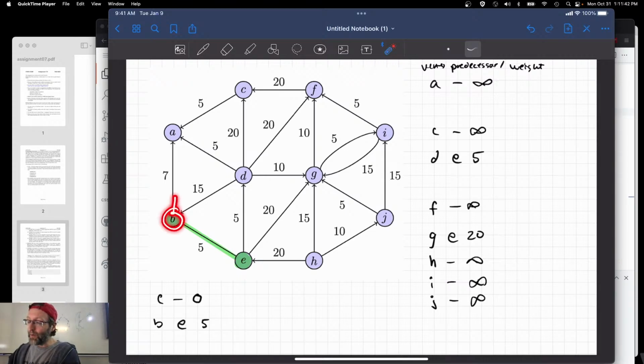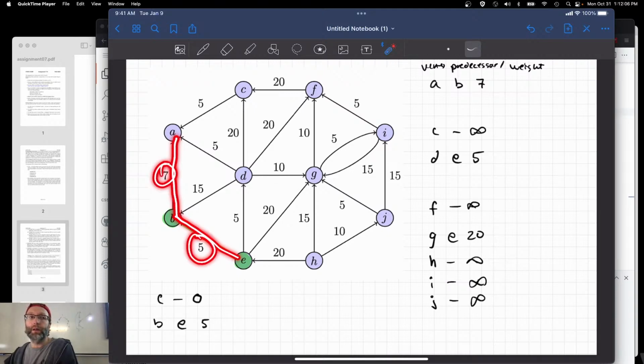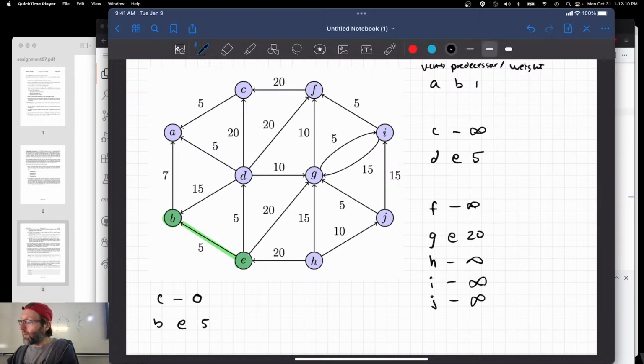Look at its neighborhood. I can get to A at a cost of 7. Is that better than infinite? Yep. But my predecessor is B. What is the cost to get there, though? It's not just 7. There was a cost to go from E to B, 5. So if I'm going to go from E to B to A, I need to add up all of the costs along the way. And this is going to end up being 12.